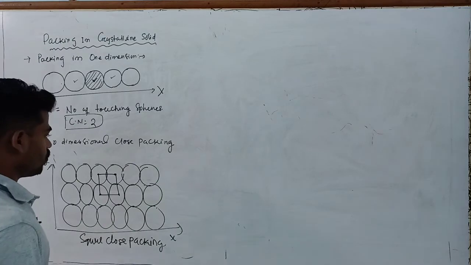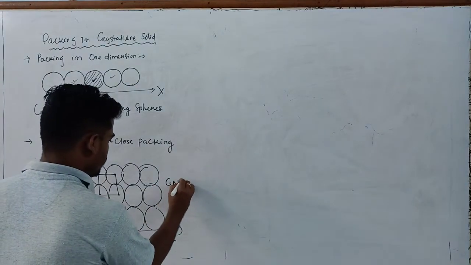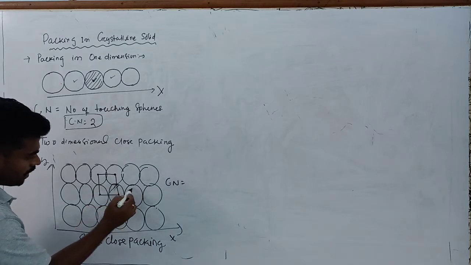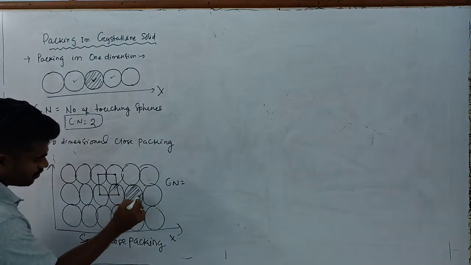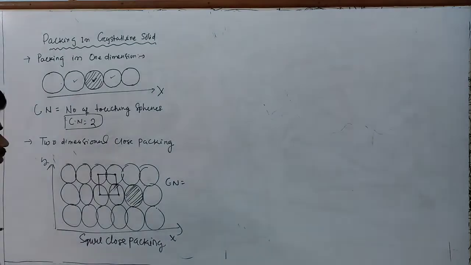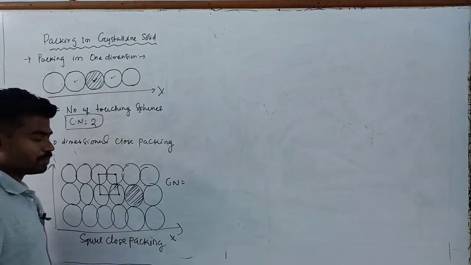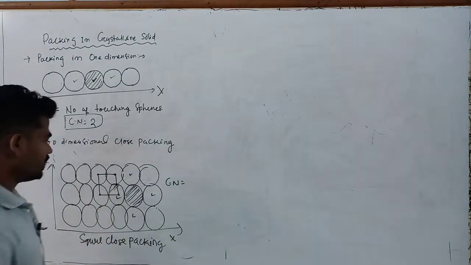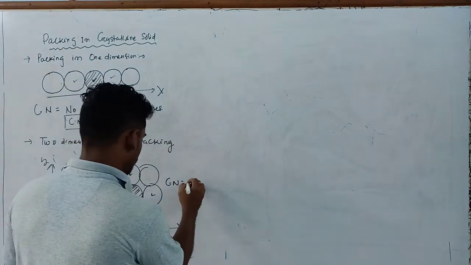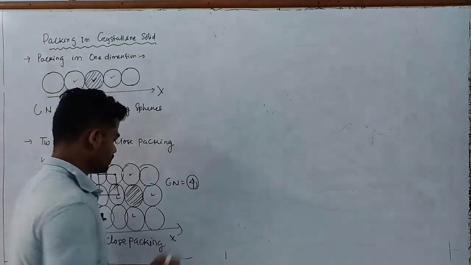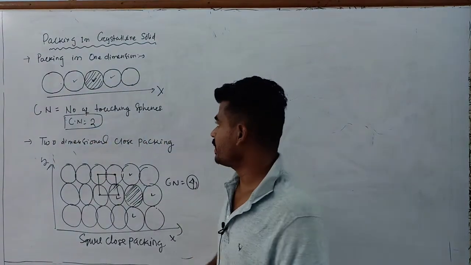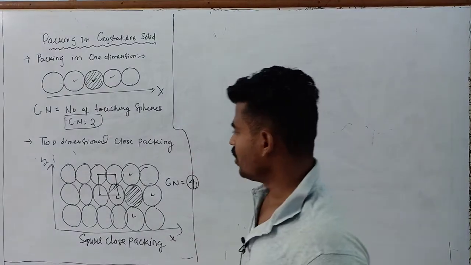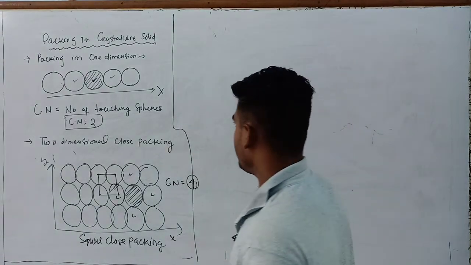And what about its coordination number? Coordination number, you just target only one sphere. If I target this sphere, or I can target this sphere also, how many spheres are touching this particular sphere? You see 1, 2, 3 and 4. So coordination number is 4.